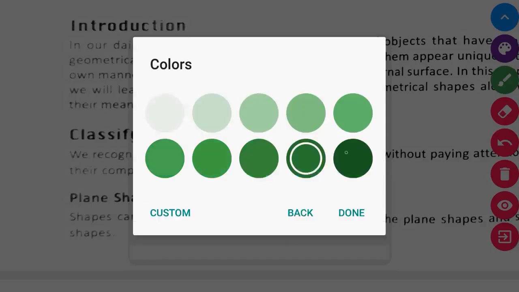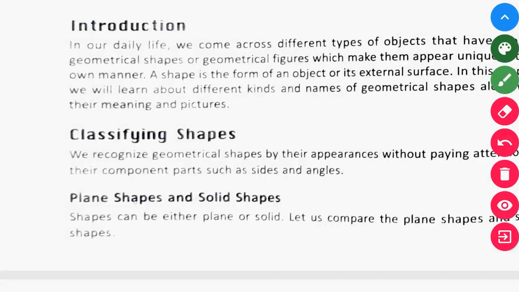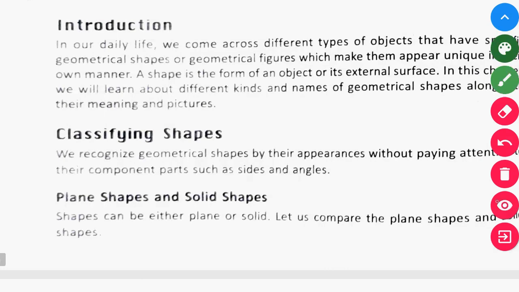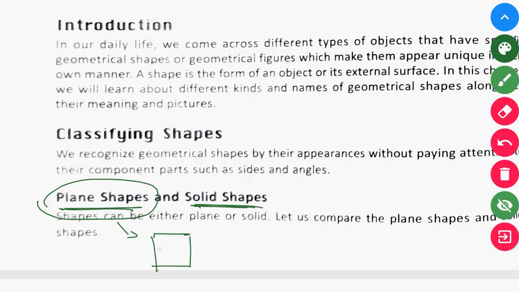When we see any shape, either it is plane or it is solid. So what is meant by plane and what is meant by solid? Plane shape means two-dimensional, means only one side of it is visible, that is known as two-dimensional. And solid shapes are always three-dimensional figures.